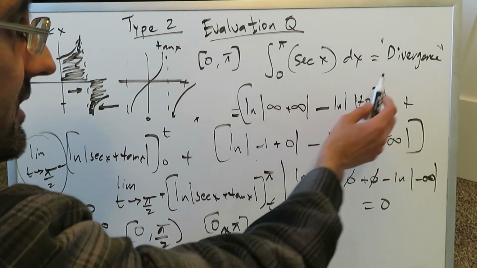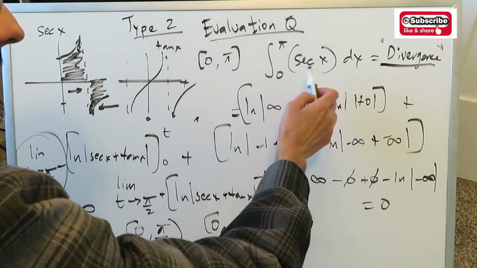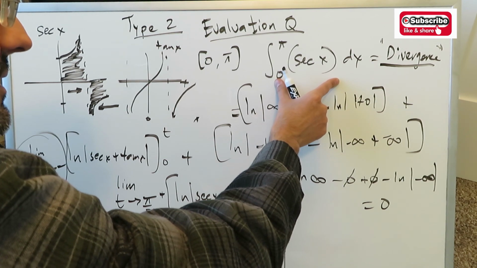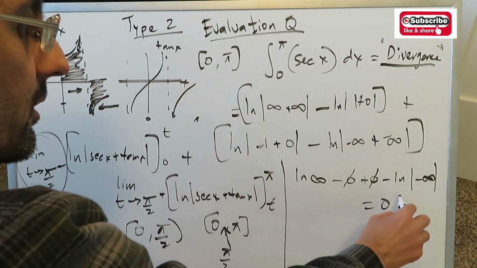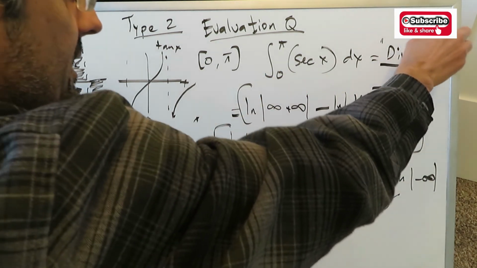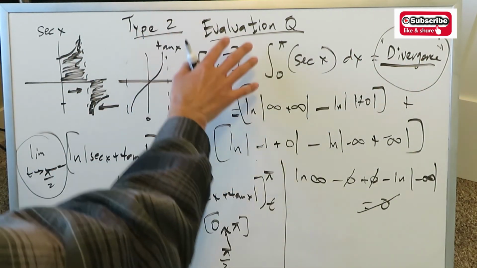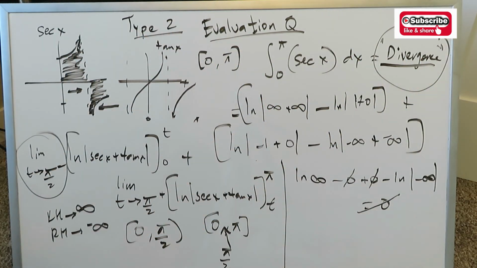The answer to this question is divergence, that this integral experiences divergence. Limits do not exist, and I wouldn't go with this answer of 0. I would go here with the answer of divergence, that this type 2 improper integral experiences divergence and the limits do not exist. With that, let's end this video.